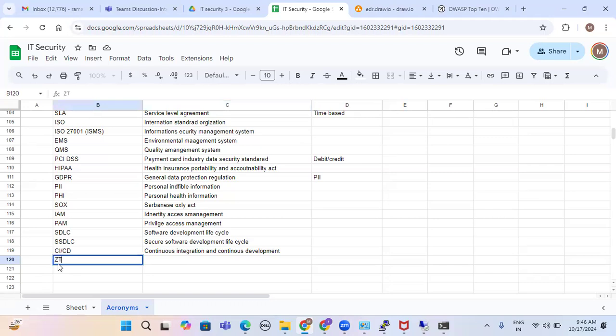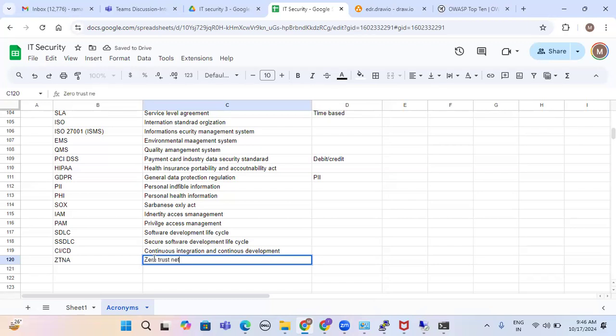And we have ZTNA. This is also a trending technology from the security point of view. Zero Trust Network Access. We should not trust anyone in the organization, even though they are working in our organization. Maybe TCS has 625,000 employees, for example. We should not trust each and every employee. So we have to implement verification: whether he is an authorized user, and what access he is using.